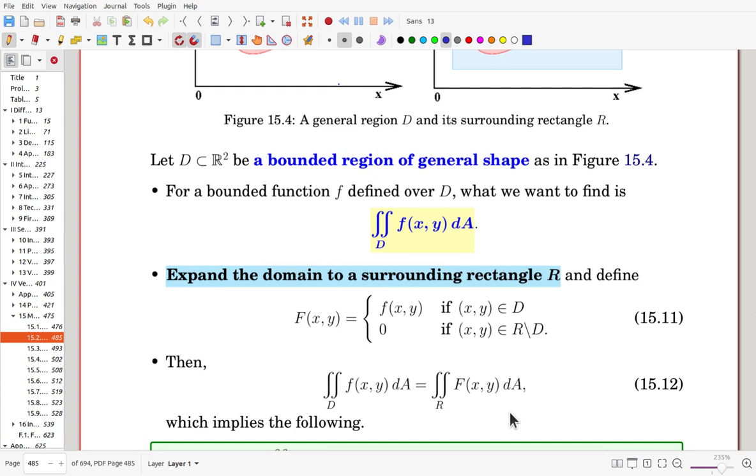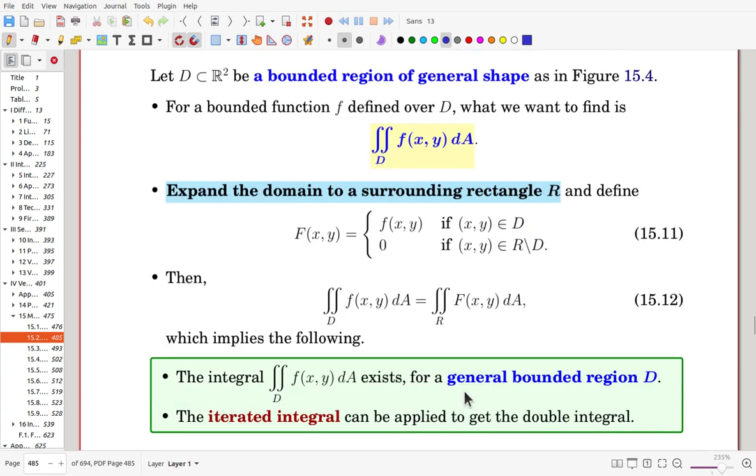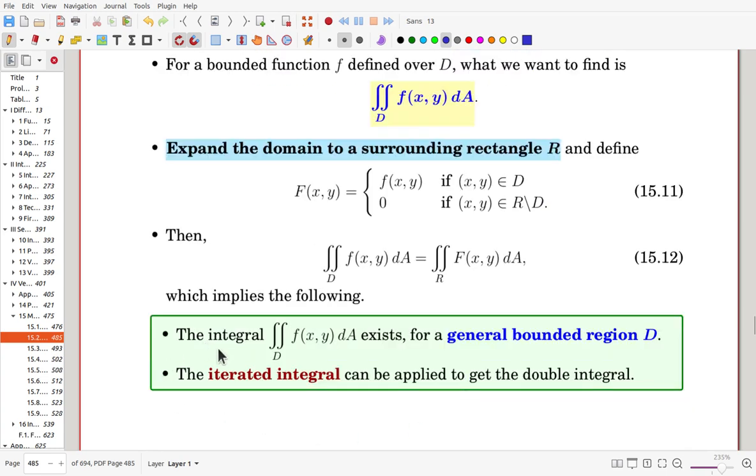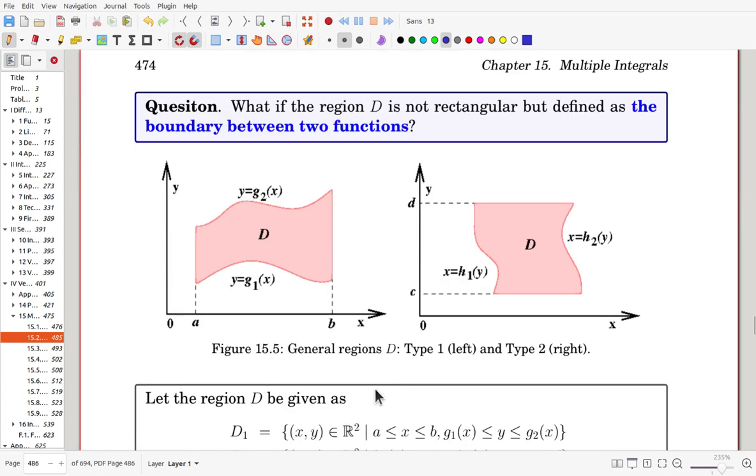In fact, we can use an iterated integration to get this value. So we can conclude the following. The double integral over D of f exists for a general bounded region D, and the iterated integral can be applied to get the double integral. Now we'll consider some special cases.